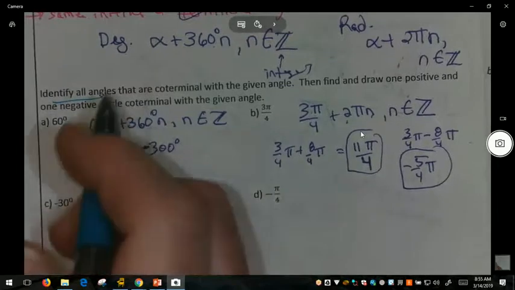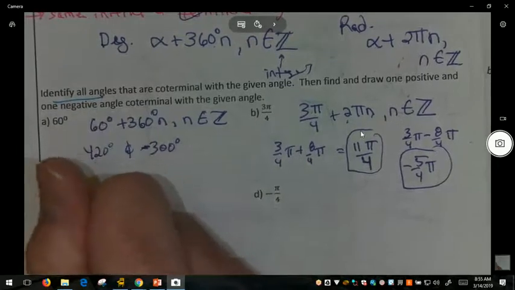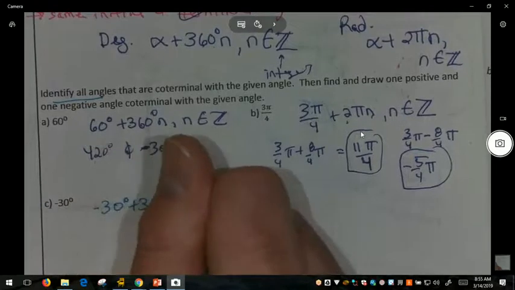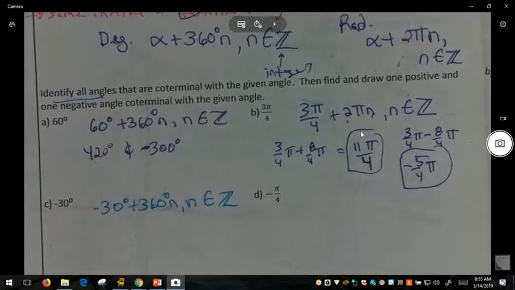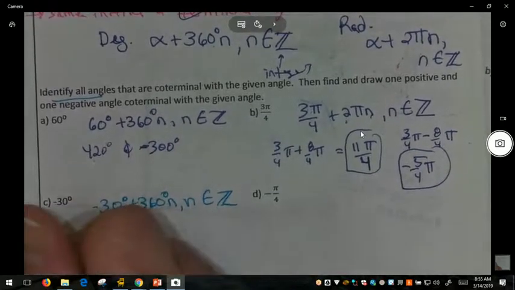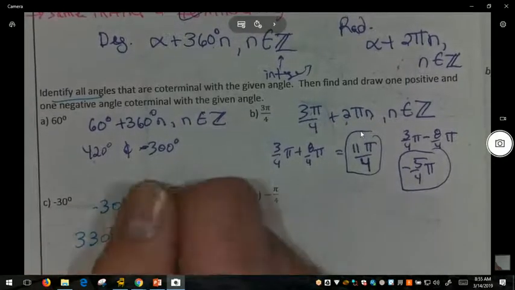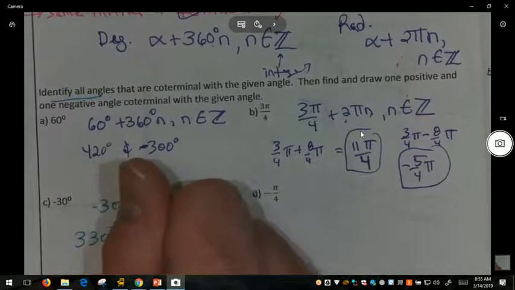For -30 degrees, we're going to write the formula -30 degrees plus 360 degrees times n, where n is an element of the integers. -30 plus 360 is 330 degrees. -30 minus 360 is -390 degrees.